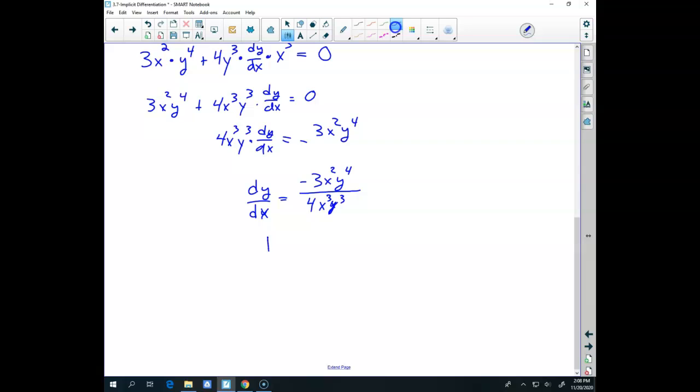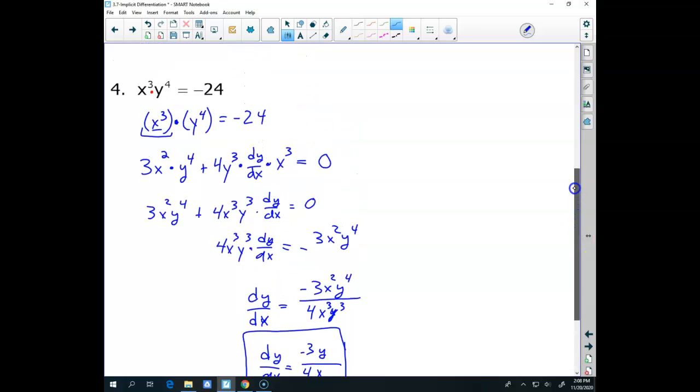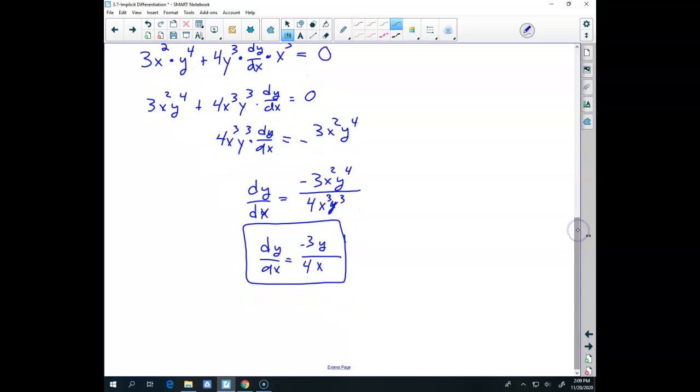And of course, I got to reduce that dy/dx, because who wants to plug numbers in there and take them to powers if I don't have to? Negative 3 and 4 do not reduce. I do see I have an extra x in the bottom, and I do see I have an extra y in the top. So that is my derivative of x cubed times y to the 4th equals negative 24. Its first derivative is negative 3y over 4x.